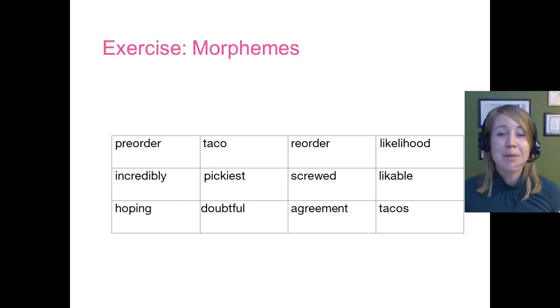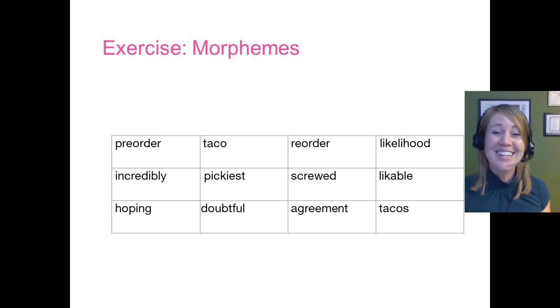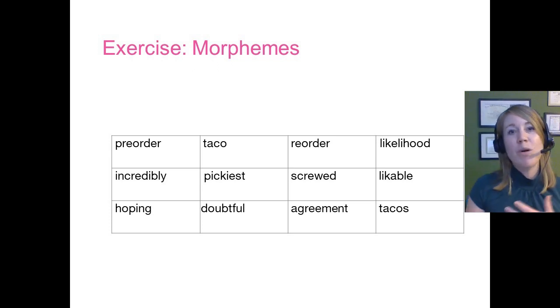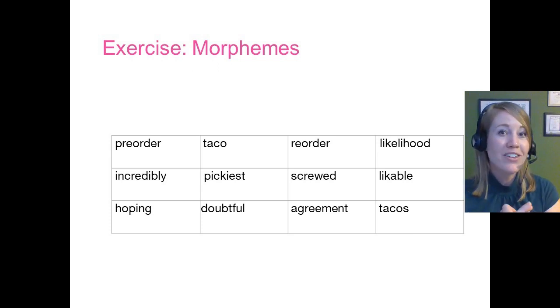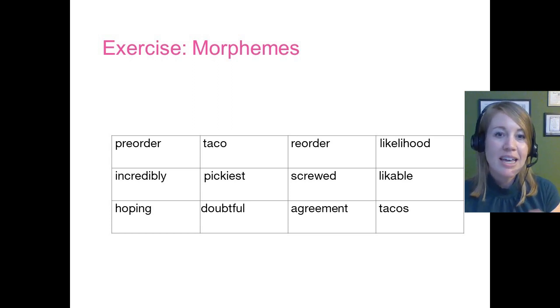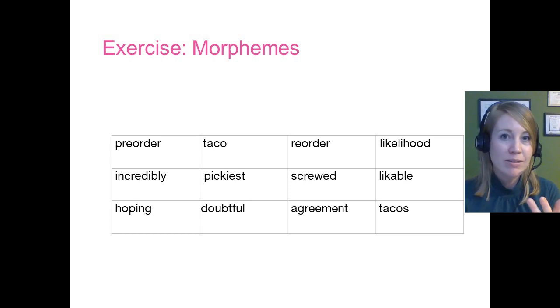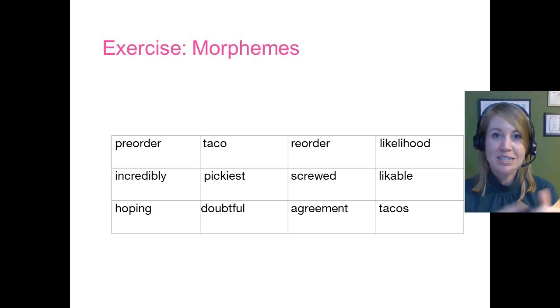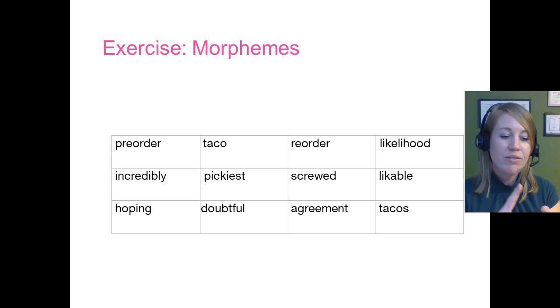All right, this wraps up my mini lecture, which I realized wasn't too mini. It kind of got long, so I'm sorry about that. You're going to move into an exercise now on morphemes. Based on what we just discussed in terms of prefixes and suffixes, and in terms of morphemes and free and bound, those are basically the five terms we've looked at. So again, prefixes, suffixes, free morphemes, bound morphemes, and just morphemes in general.